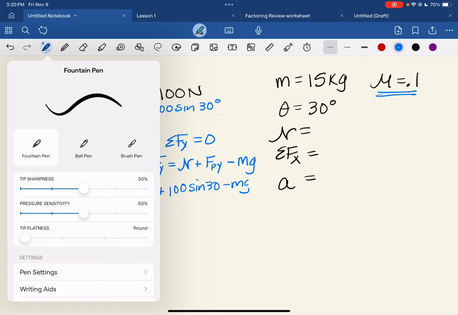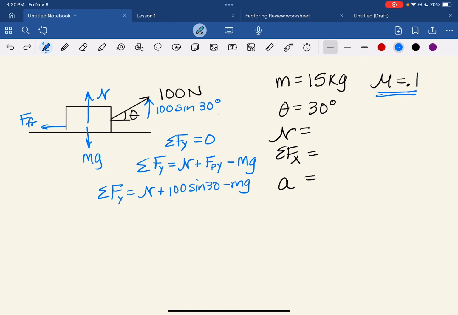This keeps switching to the eraser on me. Sorry about that, guys.